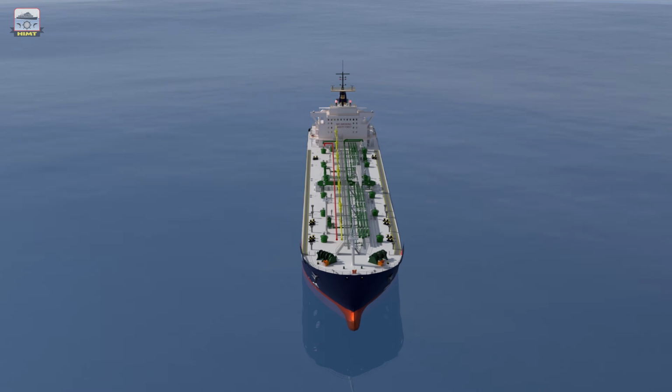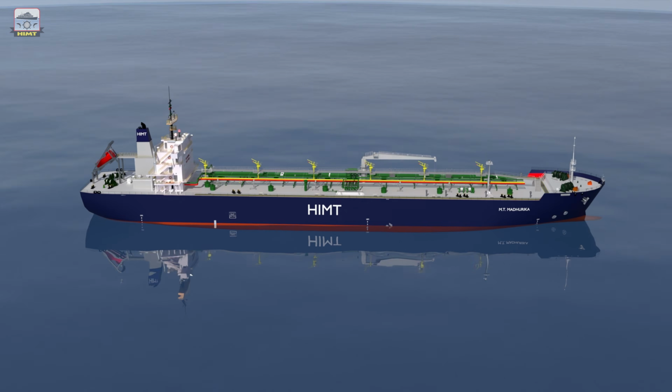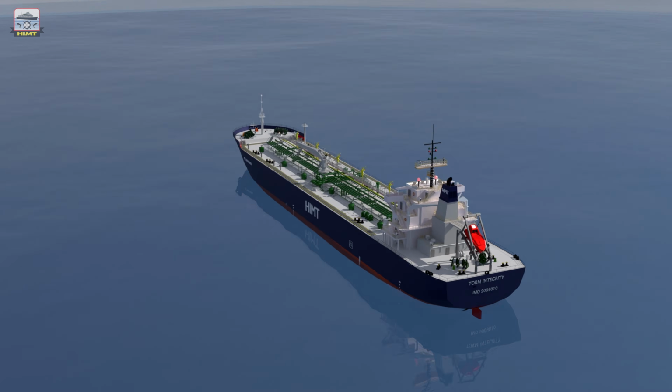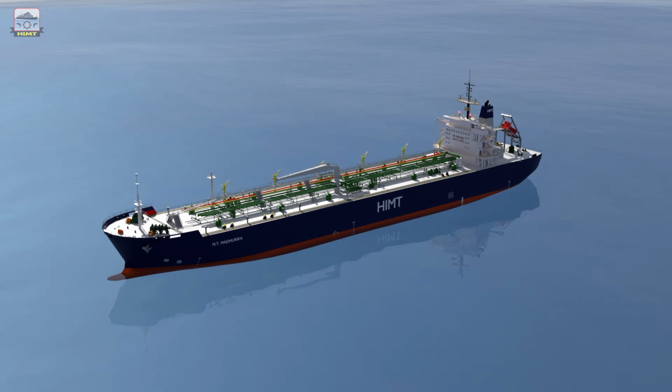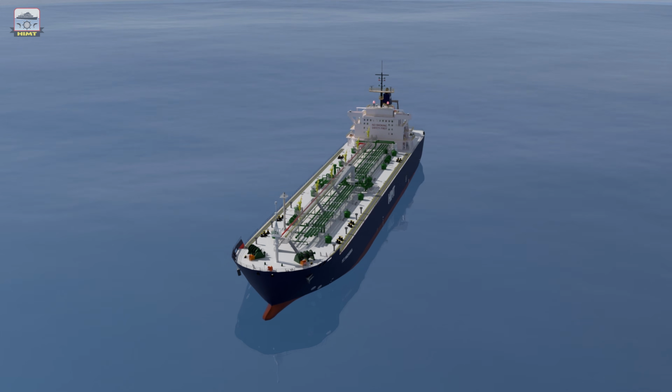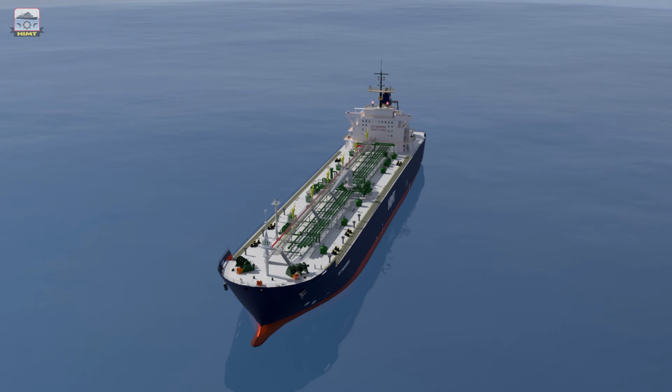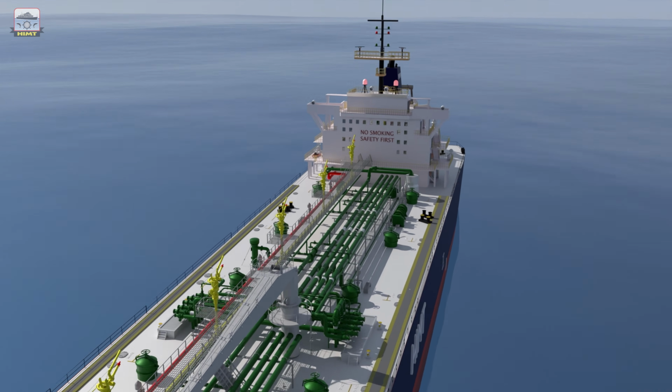In this video, you will be familiarized with the accommodation air conditioning system of a cargo ship. A cargo ship's accommodation ventilation system must ensure adequate air circulation to maintain a satisfactory environment in varying weather conditions.